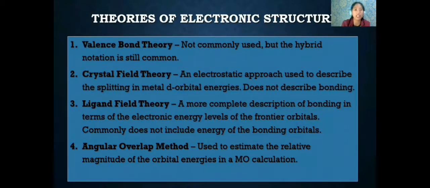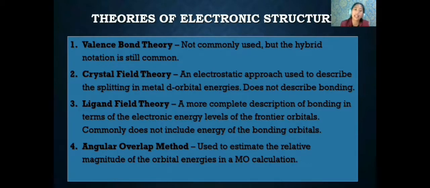We have four: valence bond theory, crystal field theory, ligand field theory, and the angular overlap method. Valence bond theory is not commonly used, but the hybrid notation is still common. So we can apply in the compound complexes the hybridization concept of this valence bond theory. And then we have the crystal field theory. This is an electrostatic approach which is used to describe the splitting in metal d orbital energies, but this does not describe bonding.